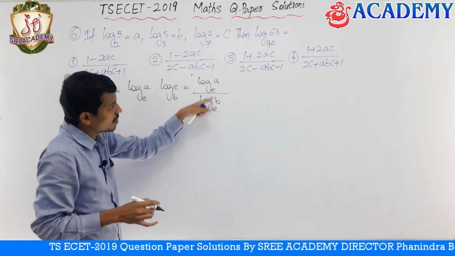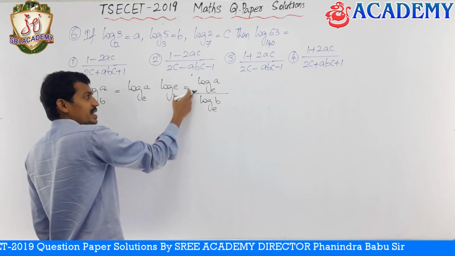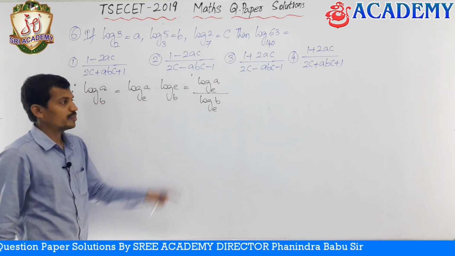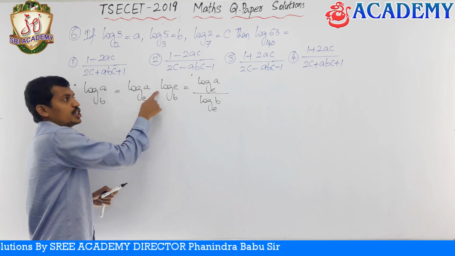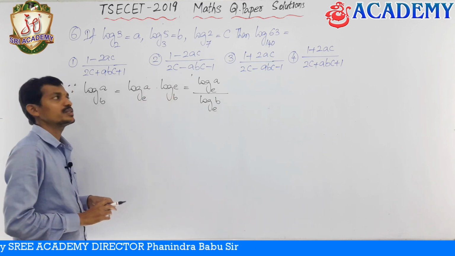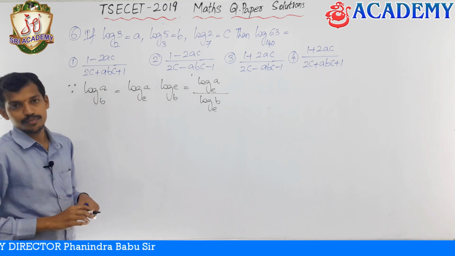Here the bases are equal, the values a and b. Log a base b can be written as log a by log b. Here also we can write log a base e into log e base b. That is, the e value is indirectly eliminated.